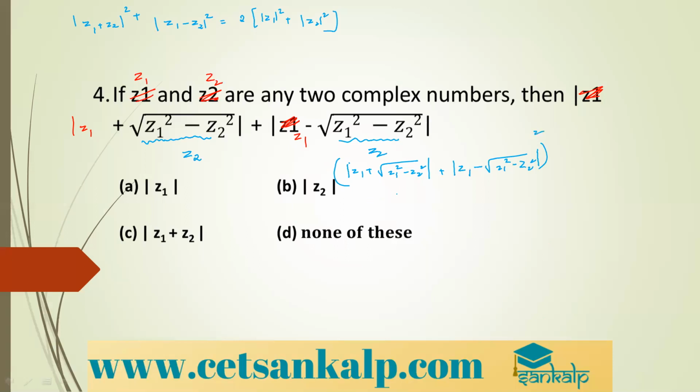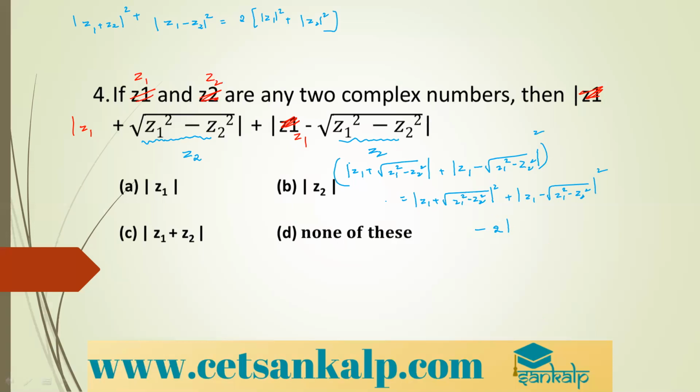So when you square, what will you have? You will have A square: Z1 plus square root of Z1 square minus Z2 square, whole square. Then what is the formula? A square plus B square plus 2AB. So B square: Z1 minus square root of Z1 square minus Z2 square, whole square. And then plus 2AB. That means I have to multiply what?